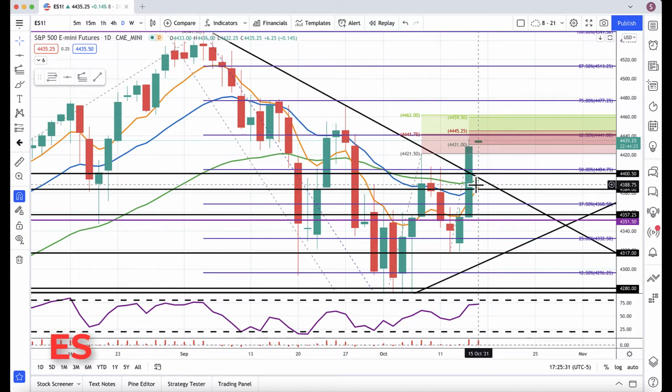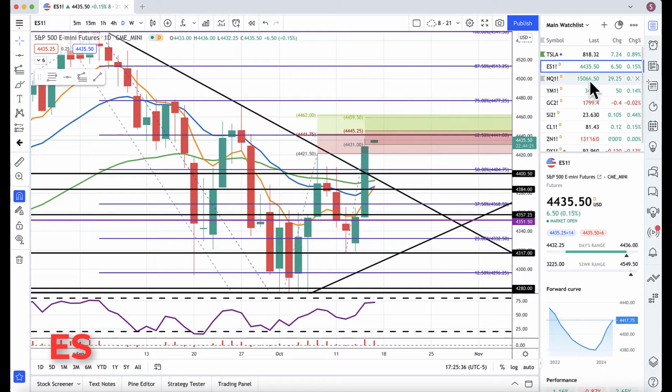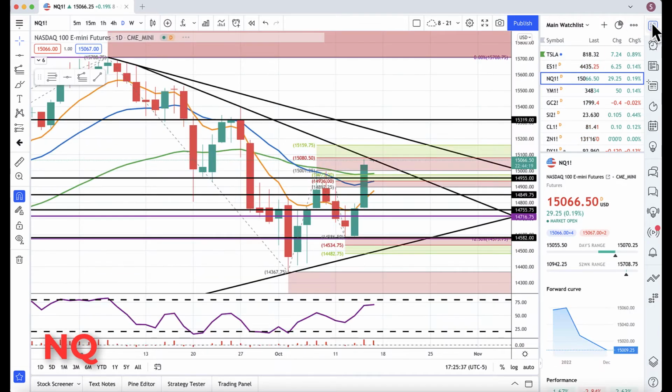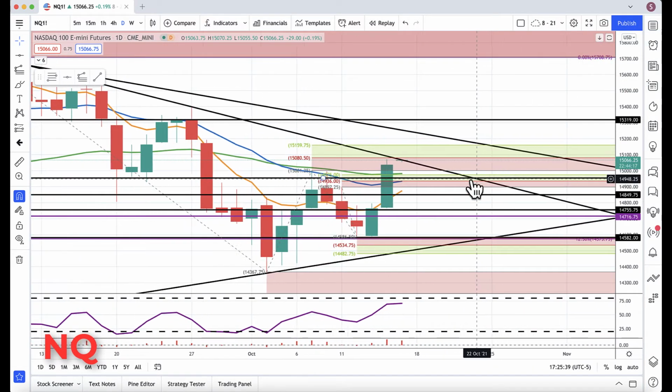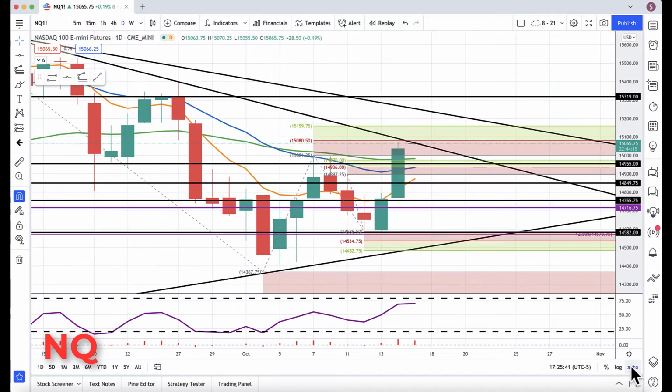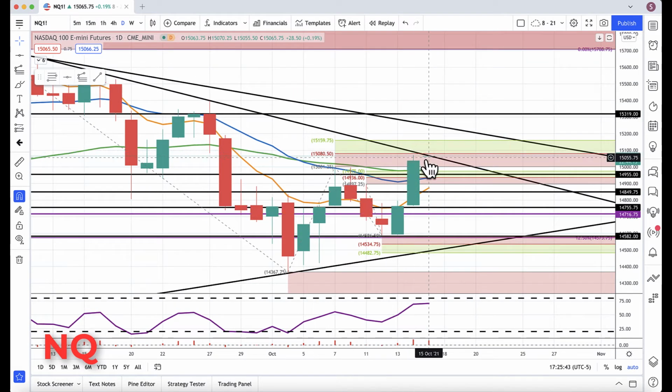That's key support, as we already talked about, 4,400 to 4,404. Taking a look at the Nasdaq, which pretty much came up to run nearly into the trend line, and that's where it's sitting right now. We have this 15,080 and just slightly, that's the key level. So that's just above where we're trading now.